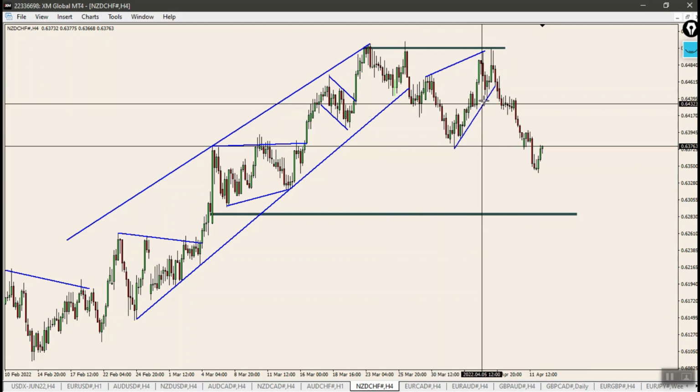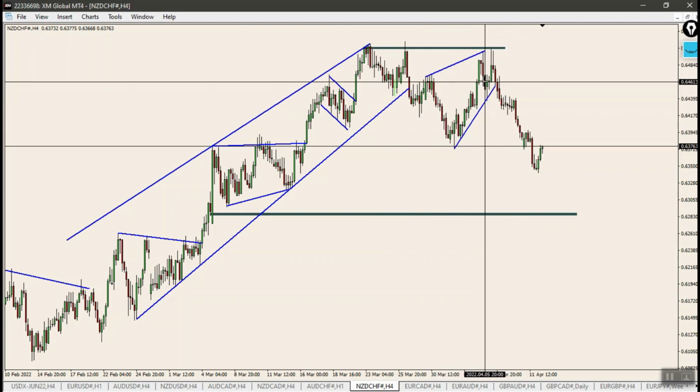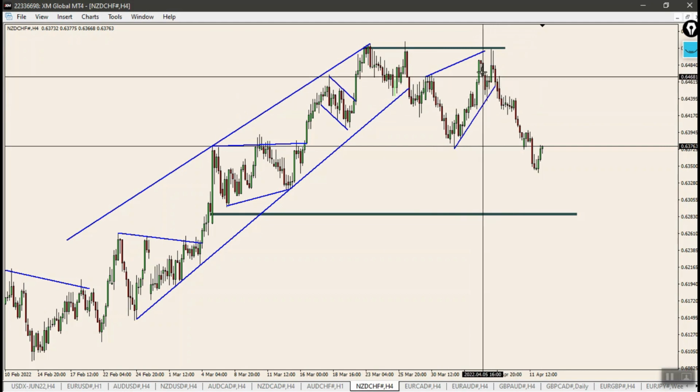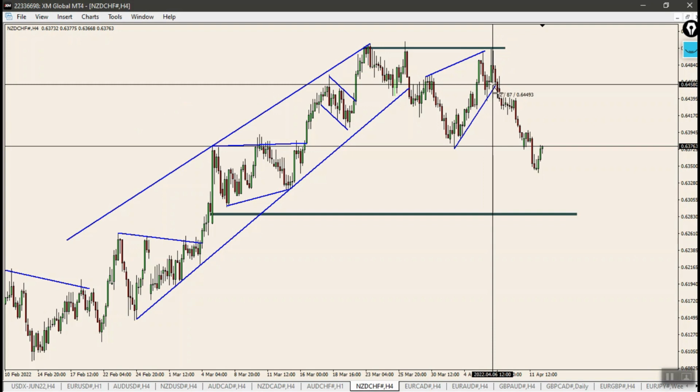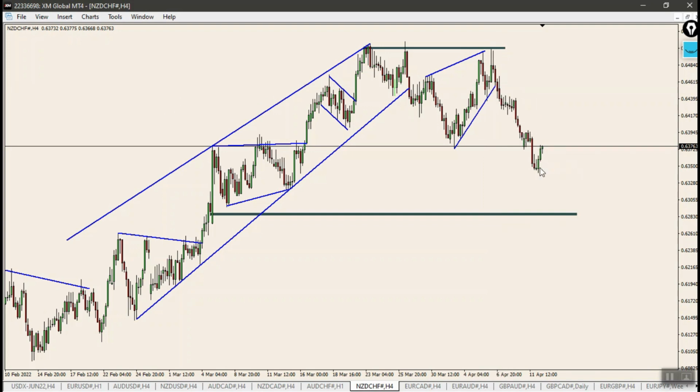On top of that, inside the rising wedge, we have another double top right here, which the first one is here, the second one is this one. On the second touch of the double top, we have an evening star. All right, hence the market did drop indeed for about 110 pips.